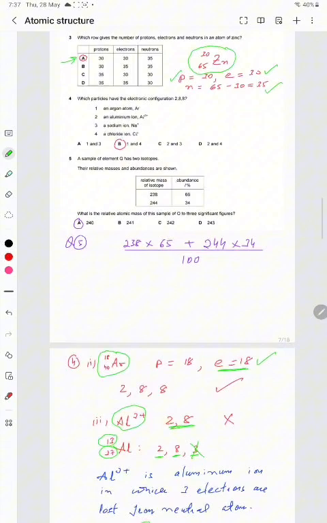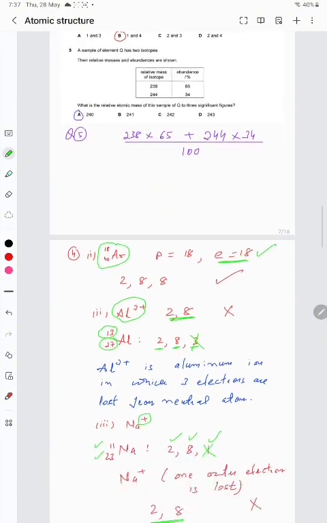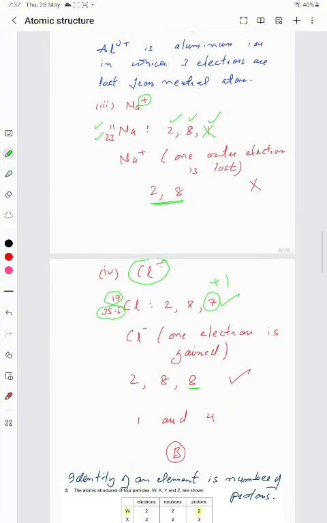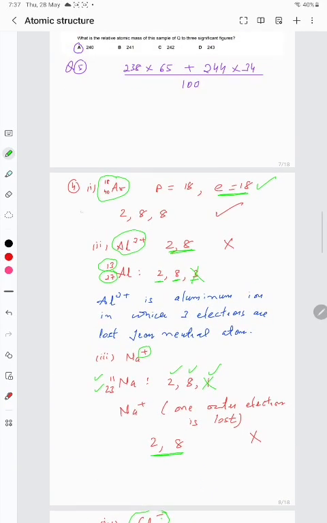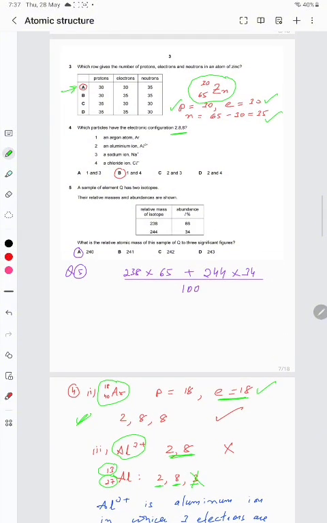The question is, which particles have the electronic configuration of 2,8,8? So you have drawn all the electronic configurations. Now you have to sort out which ones are 2,8,8. So one is this Cl negative, 2,8,8, and the other is argon. So the correct option is B.